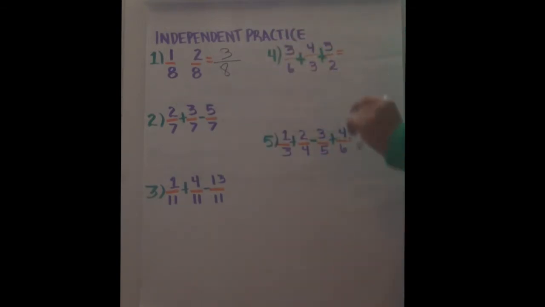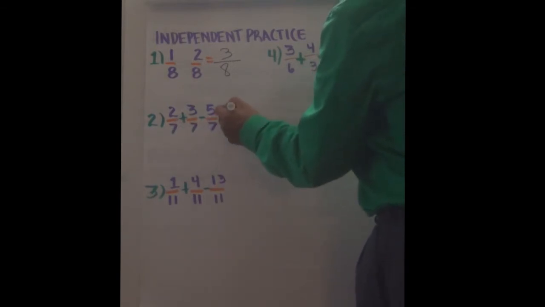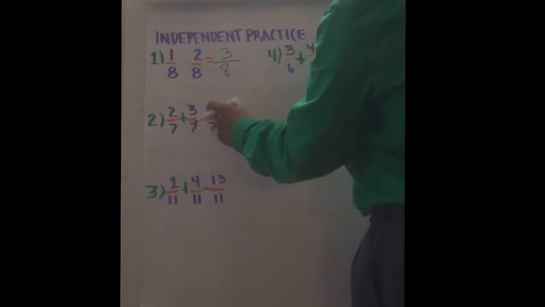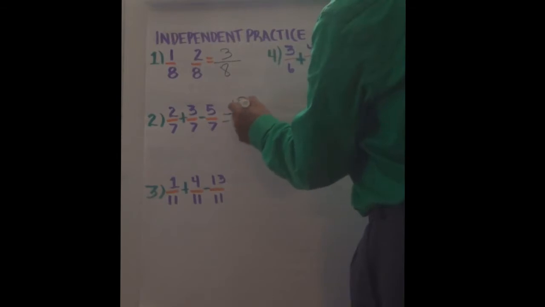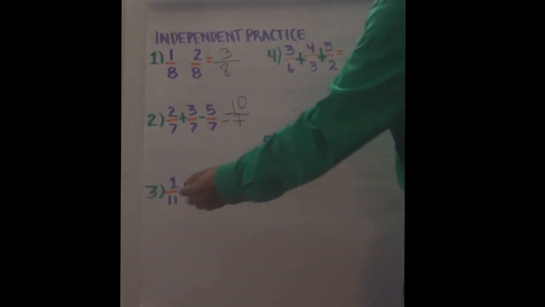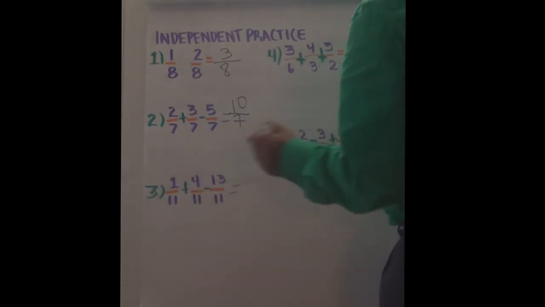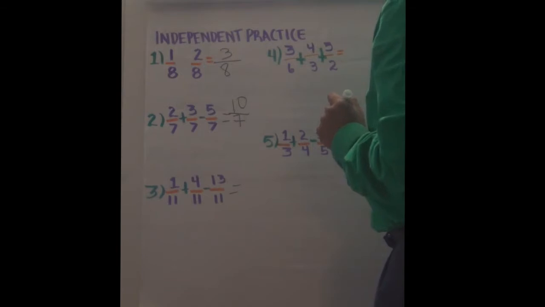Alright. Same denominator? No. So what is the common denominator? Well, let's see. We'll get back to this. Let's finish this first. Same denominator? Yes. So 2 plus 3, 5, plus 5, 10 over 7. Same denominator? Yes. So then 1 plus 4 is 5. Plus 13 is 18.